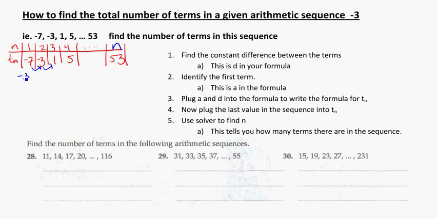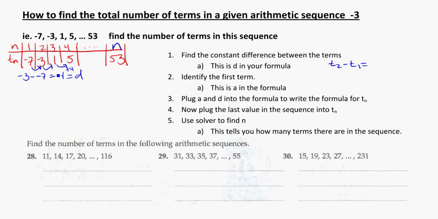So that would be -3 minus -7, and that gives me positive 4. If I'm at -7 and I add 4 onto it, I get up to -3. And if the negative numbers are confusing, take a look at this setup here. From 1 to 5, what am I doing? Plus 4. So some way you need to look at that and be able to find your d, and that can always be the second term minus the first term if you need to. So t2 minus t1 if you need to.